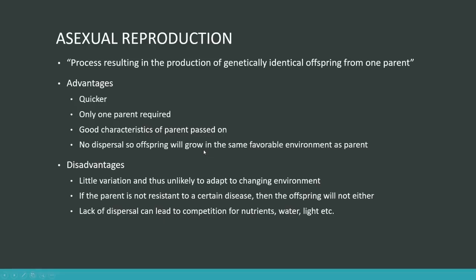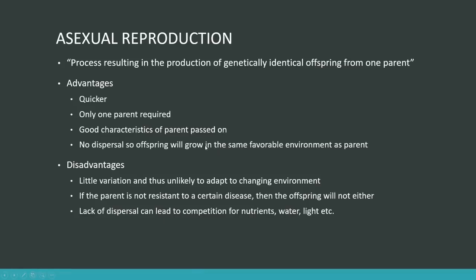But the main disadvantage of asexual reproduction is that you get little to no variation amongst the offspring, and therefore if the environment is changing, which it often does, it's unlikely to adapt to that. So for example, if the parent is not resistant to a certain disease and if the disease hits, then none of the offspring will be resistant to it either, and the whole species can essentially just die from that particular disease.